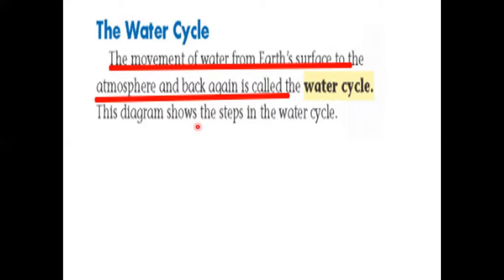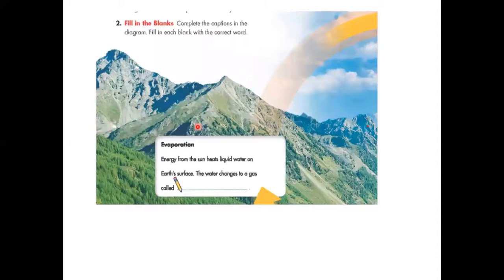Now here we have a diagram. We will solve this diagram, and tomorrow we will complete it. Now the first step we will study today: evaporation. Energy from the sun heats liquid water on Earth's surface. The water changes to a gas. Who remembers what we call this gas? I will give you time to solve it. All of you write it. Excellent. It's water vapor.